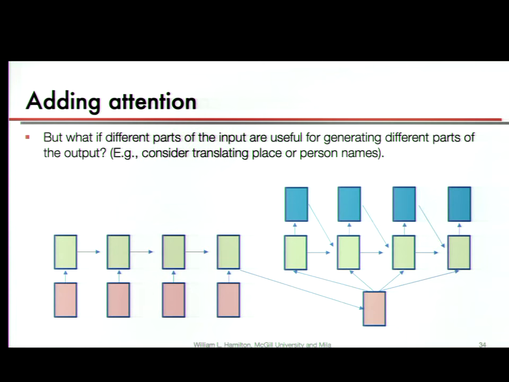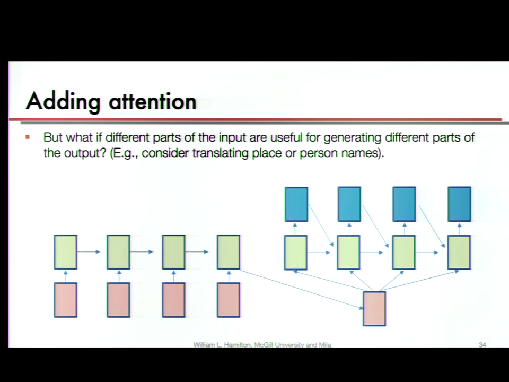In particular, if you were doing translation, you would maybe be paying attention to certain parts of the input at different times. A really classic example of this is, say I'm translating something with somebody's name. Well, obviously, I don't want to pay attention to the whole context of the entire sentence when I'm just translating that person's name. I'm just basically copying their name. So I should really pay attention to just a particular part of the input.